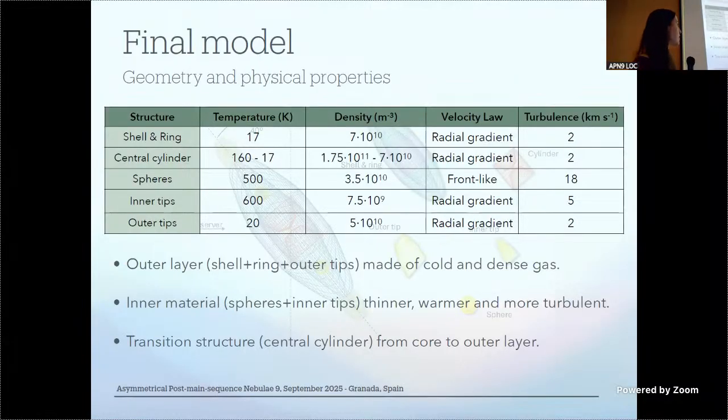The inner material that is composed by the spheres and the inner tips, that is way less dense, warmer and more turbulent. And then we have the transitional structure that is the central cylinder from the core of the nebula to the outer cold layer.